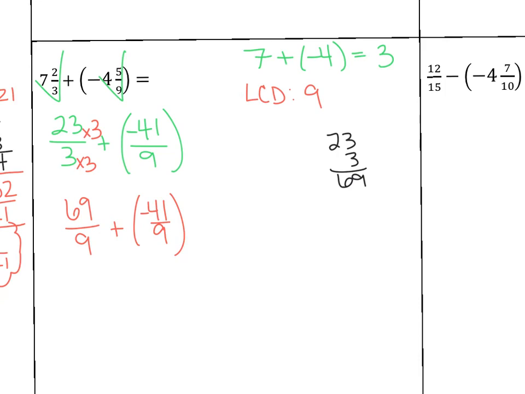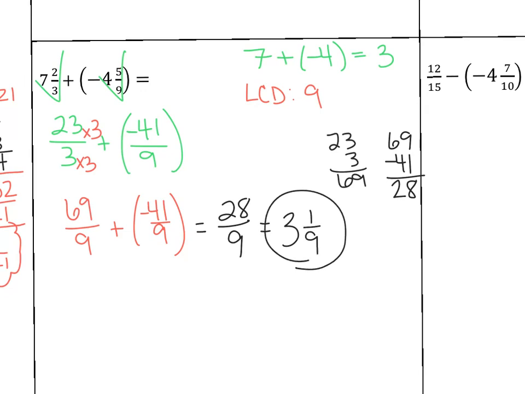So if you need to do the side work, we're going to do 69 minus 41, which leaves us with 28/9. If you turn that into a mixed number to see if it matches our estimation of 3, 9 goes into 28 3 times, which is 27, leaving us with 1 left over. 3 and 1/9 is pretty close to our estimation of 3. So we're doing well. One last problem, guys.